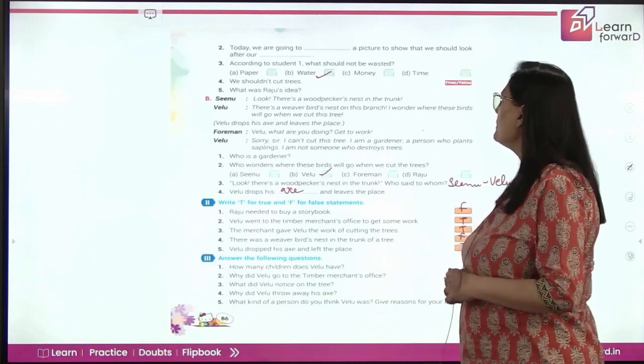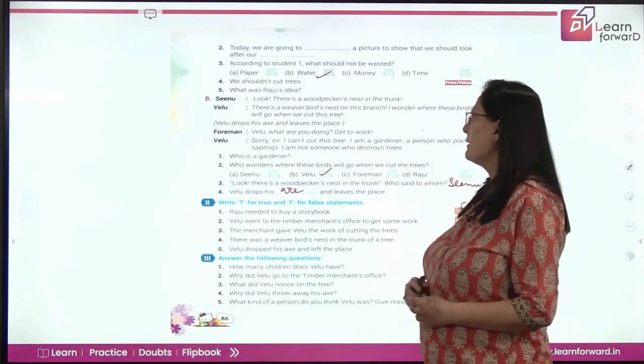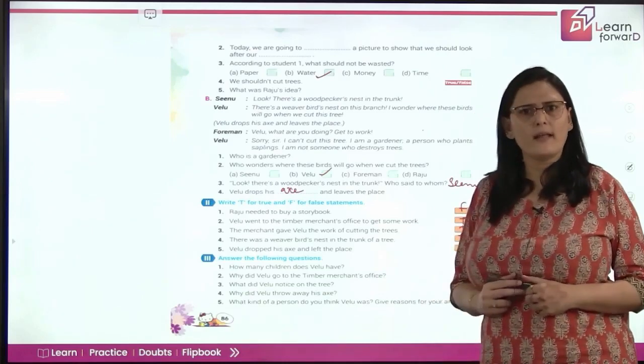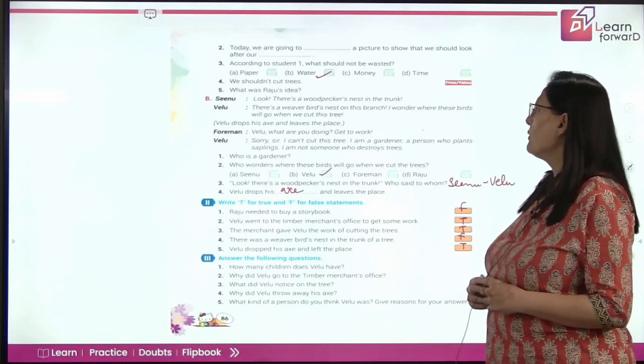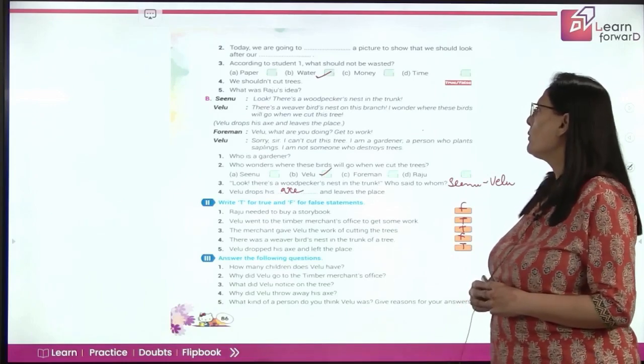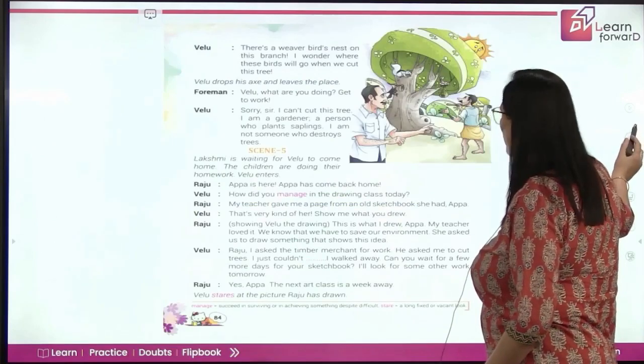According to student 1, what should not be wasted? He said that water should not be wasted. We shouldn't cut trees. Is it a correct sentence? Right, we should not cut trees. What was Raju's idea? Let's see.